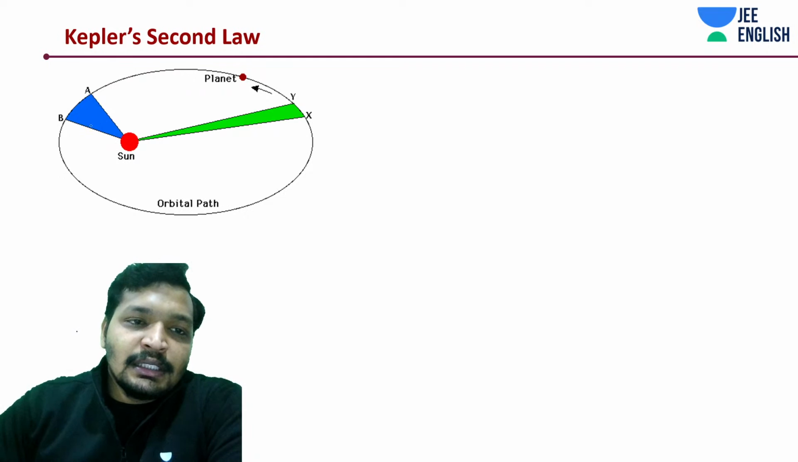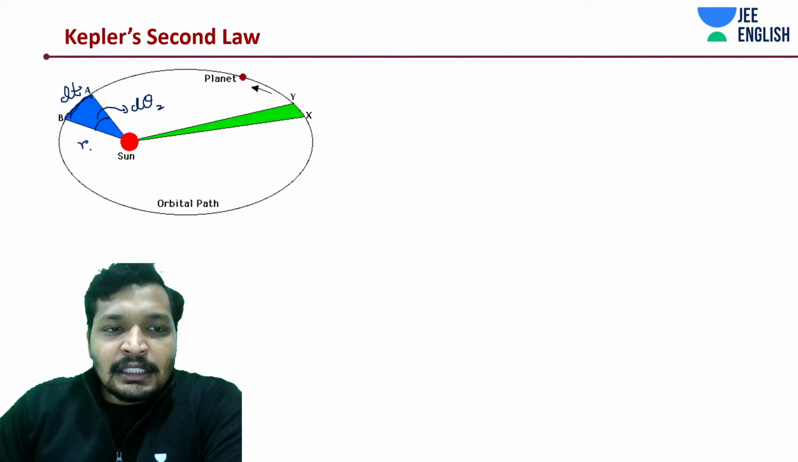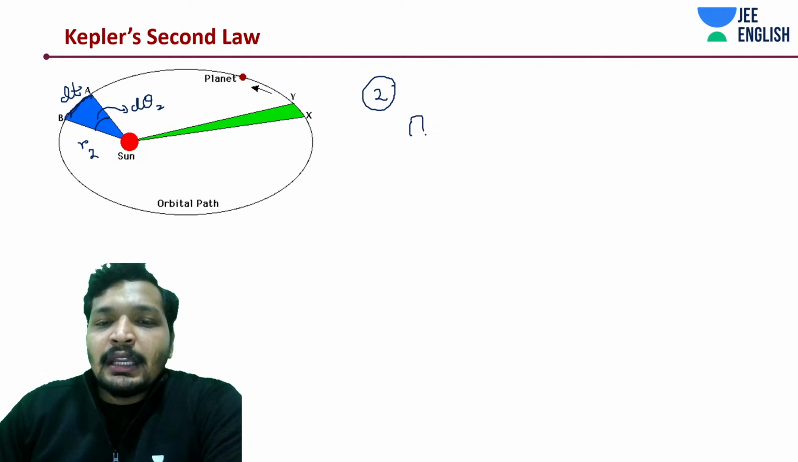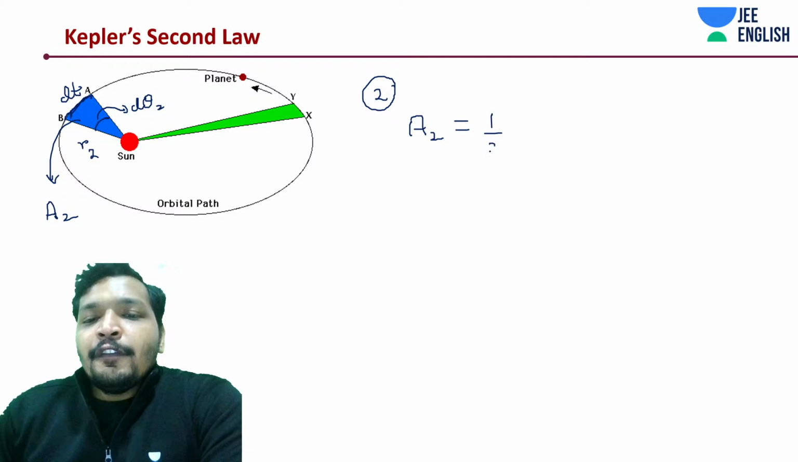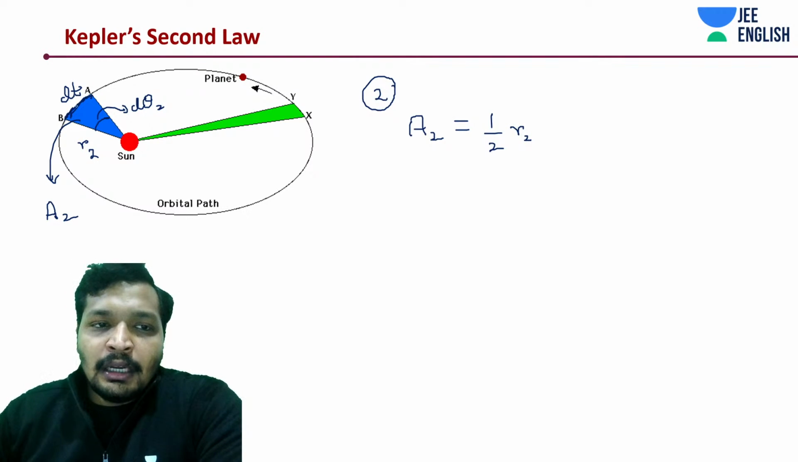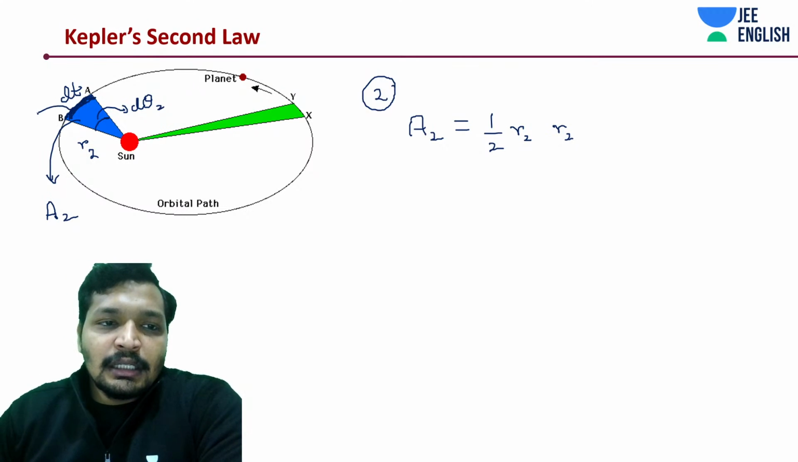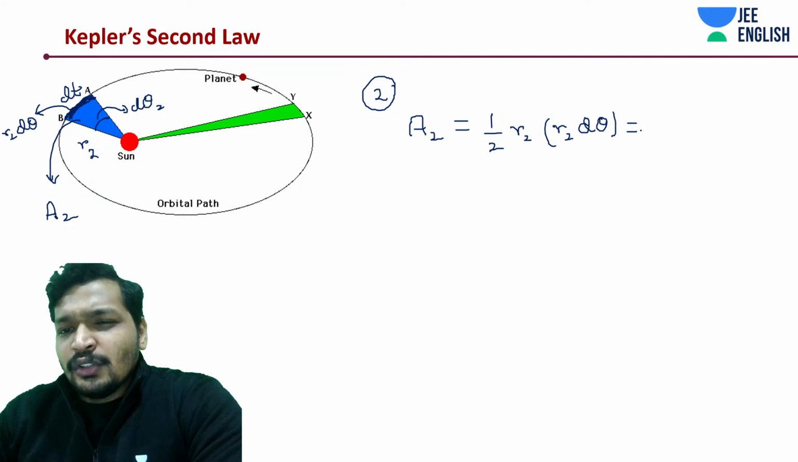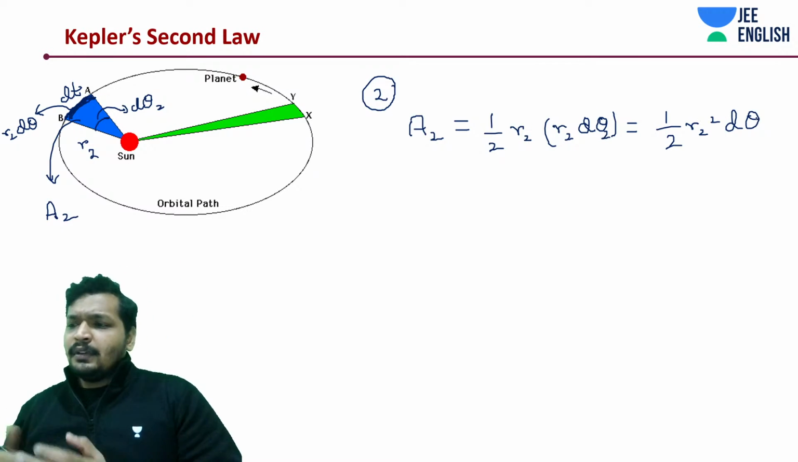Let's say you have this guy over here, with a d theta 2 angle. Different angle, dt, same time interval, and a different distance from the sun, r2. What is area A2 in this case? It's going to be half of R2, just like how you do it for a triangle. And how much is this distance going to be? R2 d theta. So this is half of R2 square d theta. A simple proof actually.